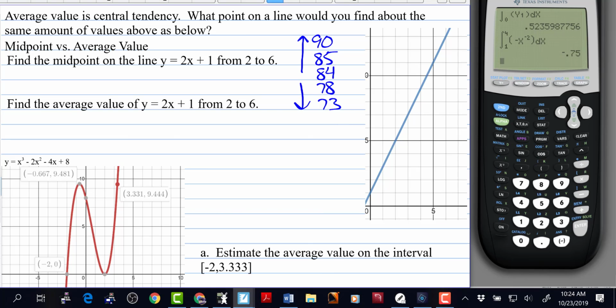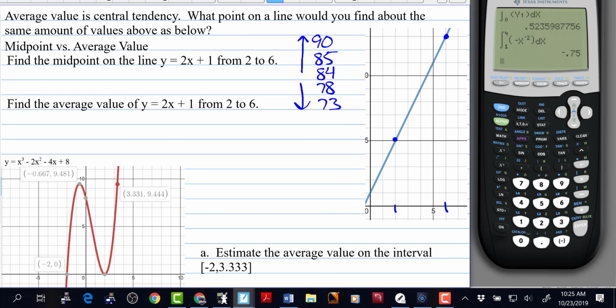Average value is central tendency. What point on the line would you find about the same amount of values above as below? So if I go from 2 to 6 on a line, where would about the same amount of y's be as below?